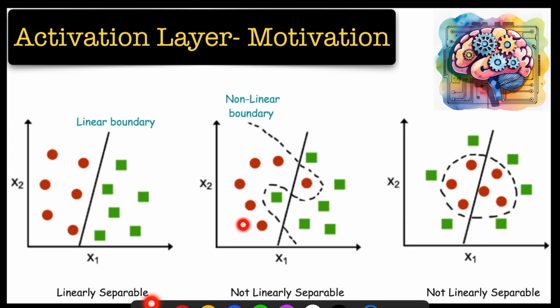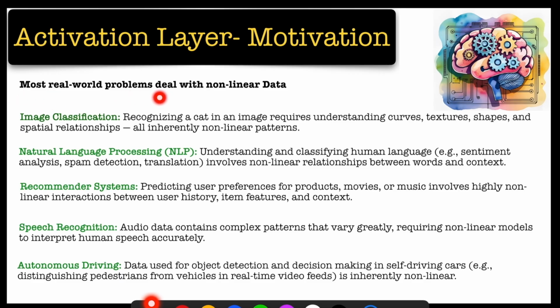Now see a few examples here of linearly separable and non-separable scenarios. We are talking about two classes, right? In this case, the two classes can be linearly separated nicely. Here in this case, the decision boundary is not linearly separable. Here also, the boundary is not linearly separable. Most real world problems deal with non-linear data.